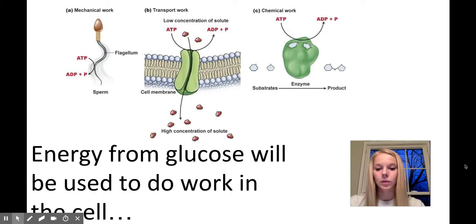The energy that is stored in the bonds of glucose is used to do work in the cell. This work includes mechanical work, which is like the movement of sperm, transport work in the cell membrane, and chemical work at the site of an enzyme. Your second keyword is is.